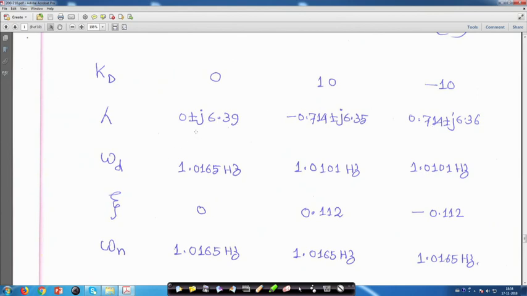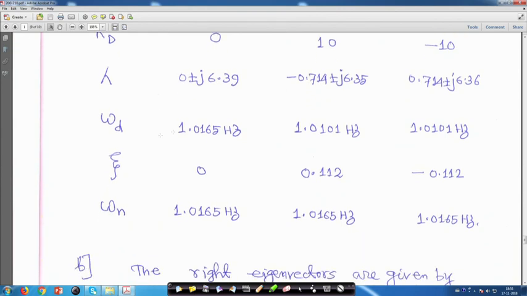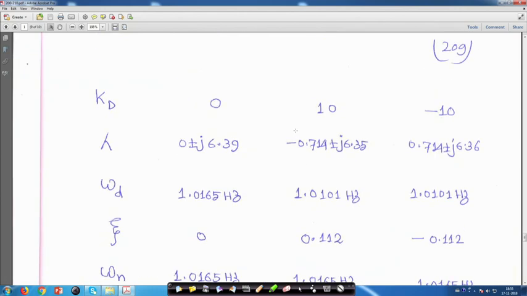Now, if you calculate the damped frequency, it is 1.0165 hertz when k d is equal to 0, but when it is 10 or minus 10, it will remain the same, 1.0101 hertz. And for k d is equal to 0, xi will be 0, here it will be 0.112 and here it will be minus 0.112, and omega n will be 1.0165 hertz in all the cases. These results are given in tabular form.